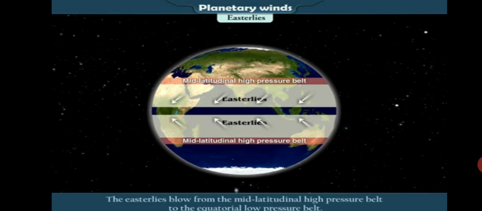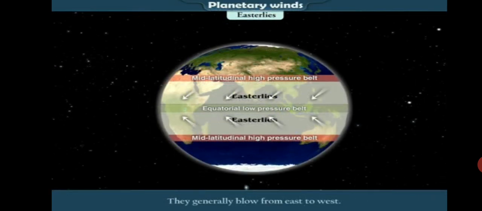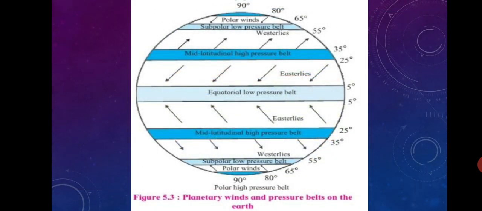These winds are known as the easterlies. So pay careful attention to the direction. They blow from where? From the northeast to southwest in northern hemisphere. And in the southern hemisphere they blow from southeast to northwest. Alright, now let's look at the direction. They generally blow from east to west. Hence their name easterlies. Now let's learn about westerlies.